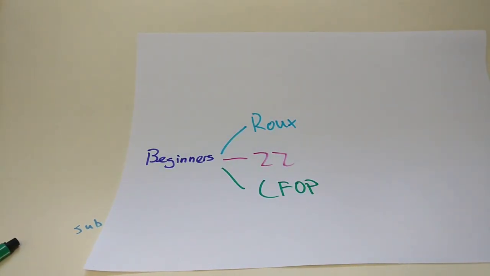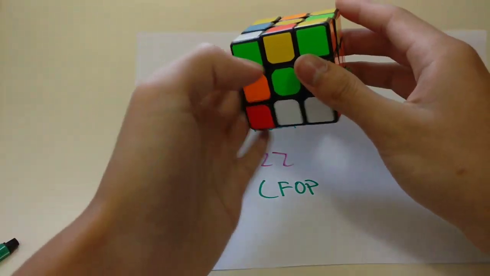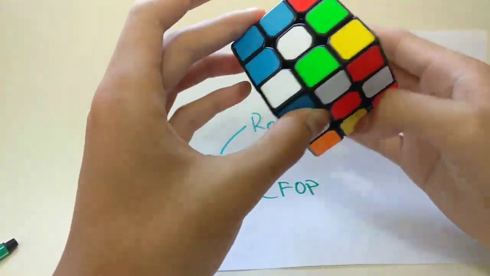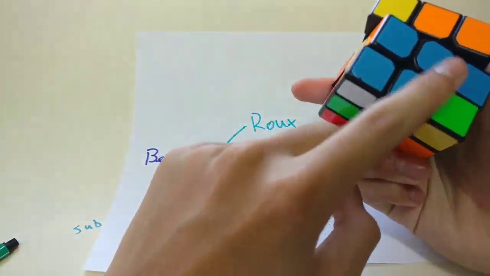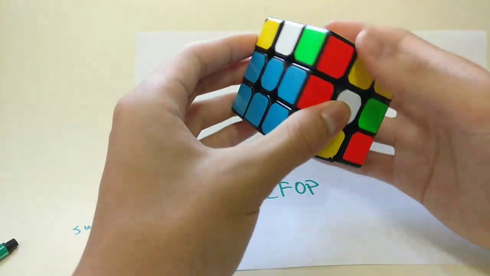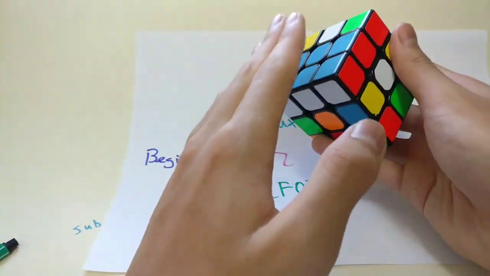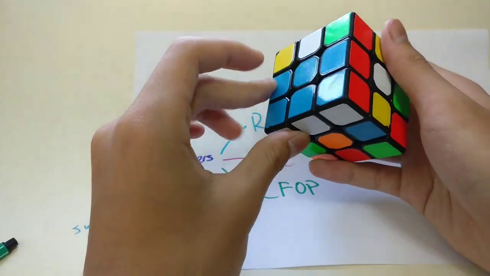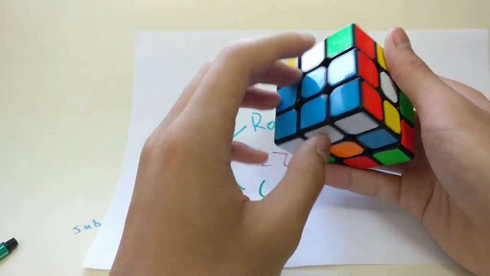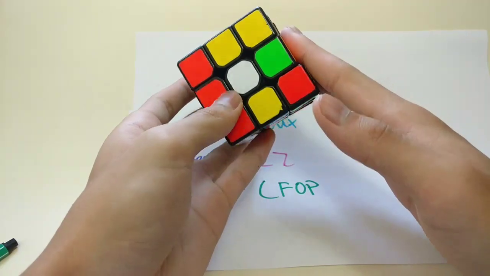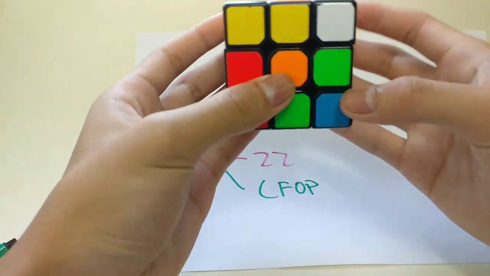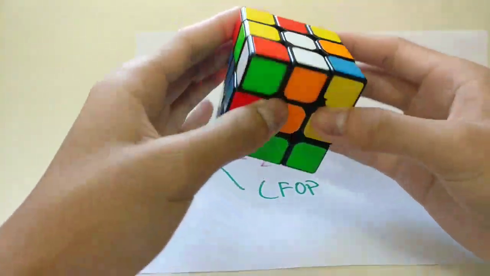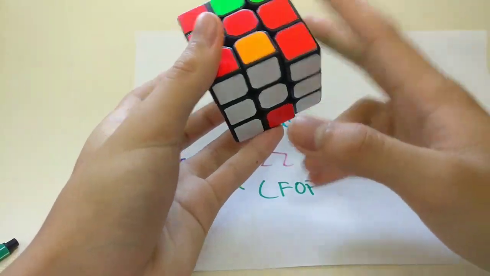So basically, what Roux is, it's a block building method. What you first do is you build the left block. Most of the time it's a 2x2x1 first, like this, and then you build a 2x3x1, which is then your first block. So this would be your first block, and then you build the other block using basically the same thing. And then you have two blocks now.